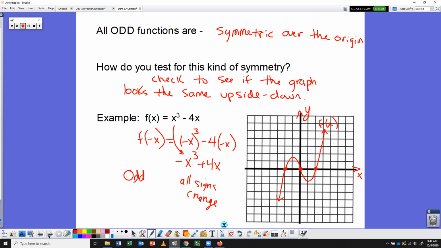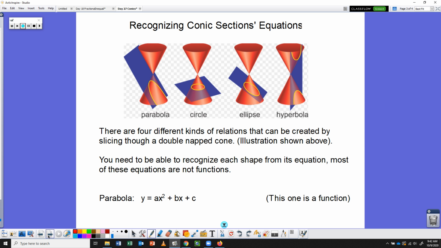Okay. The next topic that we're going to take a look at is recognizing conic sections. So conic sections are formed from taking slices through something called a double napped cone. A double napped cone is when you have two cones that are identical in size, facing each other, and their tips, the very point of the cones, touch each other. Depending on which way you slice through this double napped cone, you can create different kinds of shapes. So this is the intersection with the edge of the double napped cone and your plane.